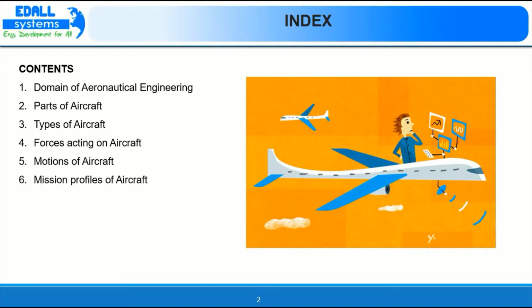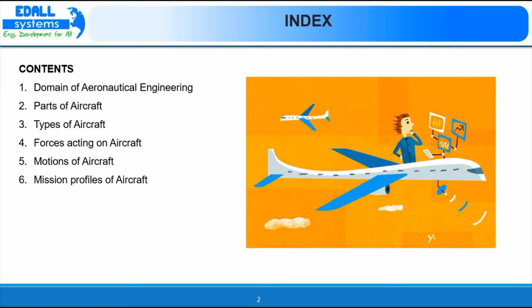We will start with the index. We will see what all the contents for this course are. First, we will start with the domain of aeronautical engineering. We will discuss various domains, various branches of aeronautical engineering and their sub branches. Then we will discuss various parts of an aircraft: what all parts are present and what their functions are. We will discuss each of them in detail.